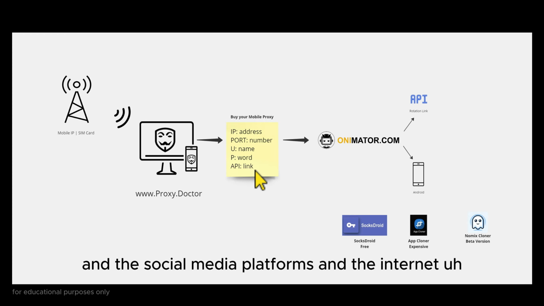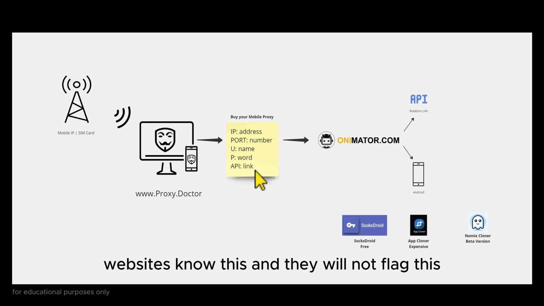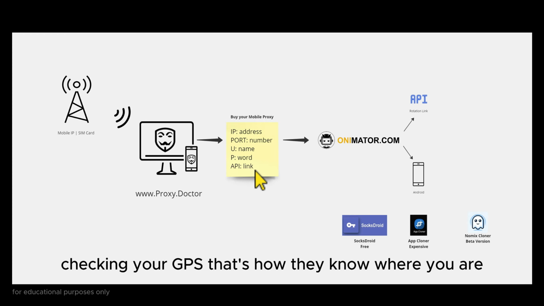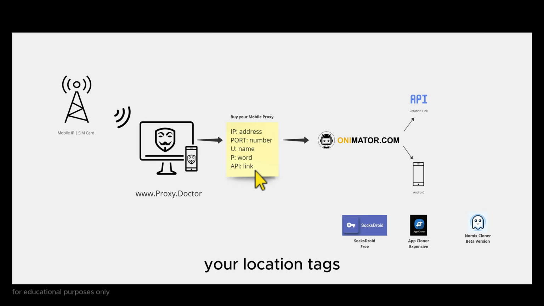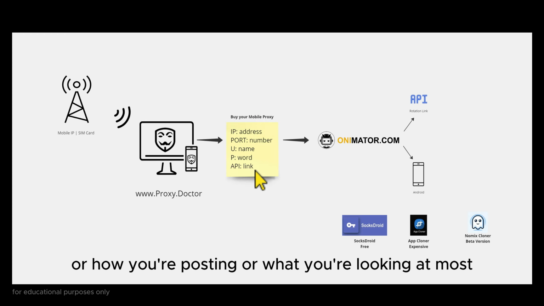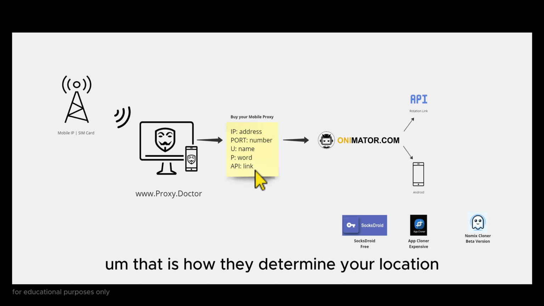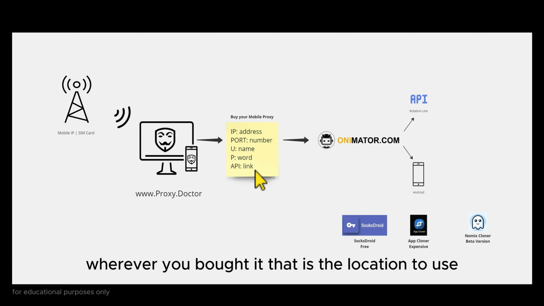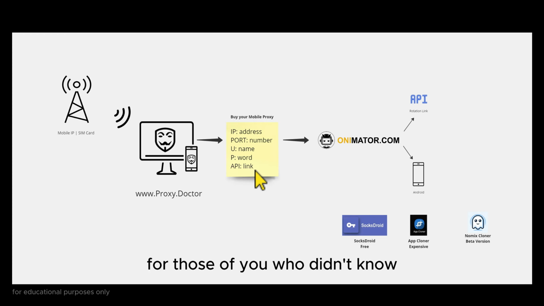And the social media platforms and the internet websites know this, and they will not flag this. They will resort to going back to, for example, checking your GPS. That's how they know where you are, or checking your hashtags, your location tags, or how you're posting, or what you're looking at most. That is how they determine your location, not always by your IP address. TikTok, for example, is another example. They actually look at your SIM card. So wherever your SIM card is based, wherever you bought it, that is the location they use. That's just a bonus step for those of you who didn't know.